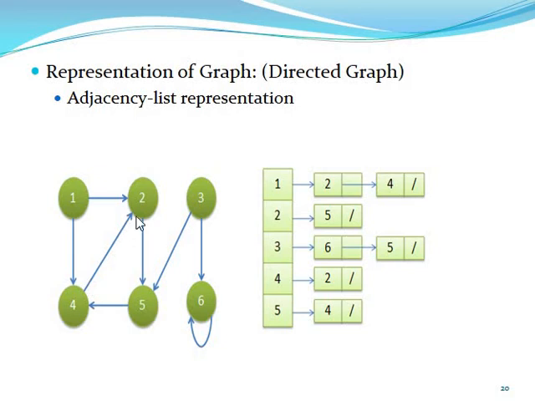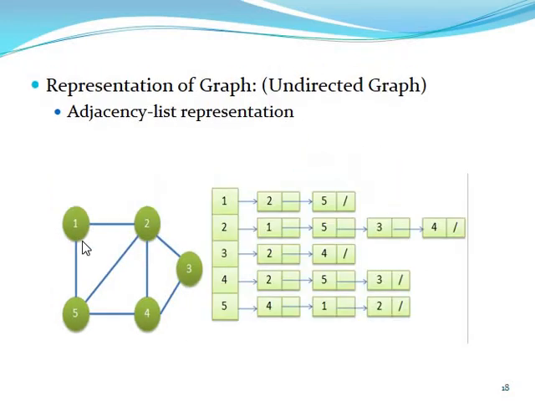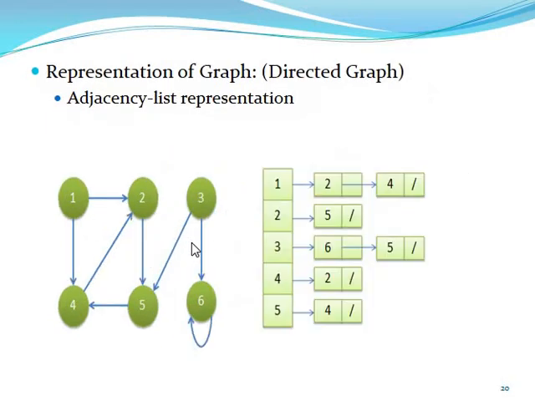Then 2 is connected to 5, so we have put 5. 3 is connected to 6 and 5, so we have put 6 and 5. Then 4 is connected to 2. You have seen that in the directed graph the direction is occupied, but here in the undirected graph no direction is occupied, so this is the importance.